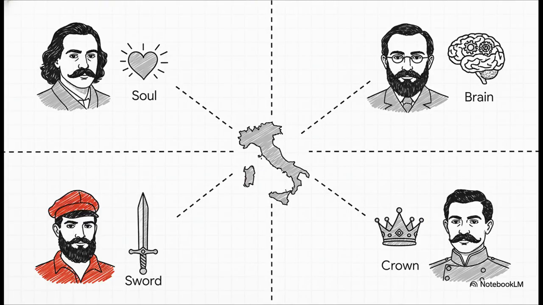So, who made this unification happen? It was a team effort by 4 key people. You can think of it like this. Mazzini was the soul of the movement. He gave the original idea. Count Cavour was the brain. He was a clever diplomat. Giuseppe Garibaldi was the sword. He led an army of volunteers called the Red Shirts. And finally, King Victor Emmanuel II became the crown of the new United Italy.